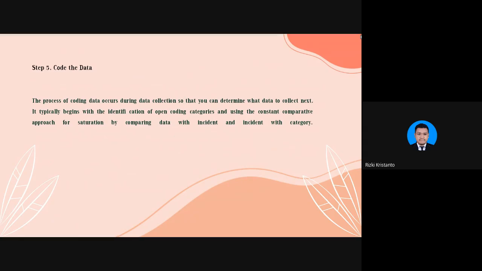Code data. The process of coding data occurs during data collection so that you can determine what data to collect next. It typically begins with the identification of open coding categories and using the constant comparative approach for saturation by comparing data with incident and incident with category. Next.